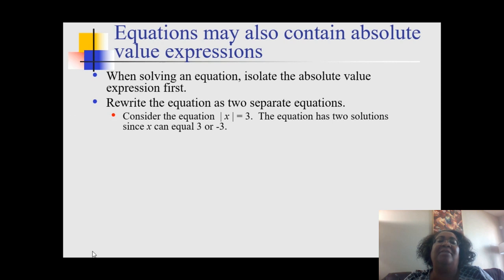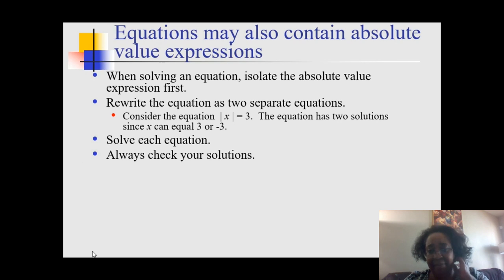So if we have x is equal to 3, we know that the x inside the absolute value can be both positive 3 or negative 3. That's the solution to that particular equation. So let's actually work out one, keeping in mind that we have to write 2 equations, one for the positive answer, one for the negative answer. We need to solve those. And the best way to know you're right in algebra is to check your answers by using substitution. So here's an example that we're going to try.